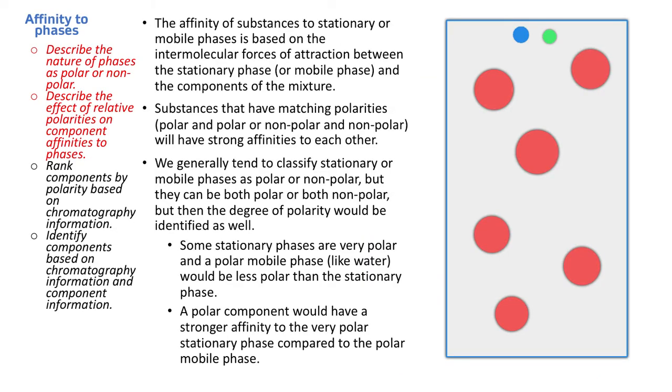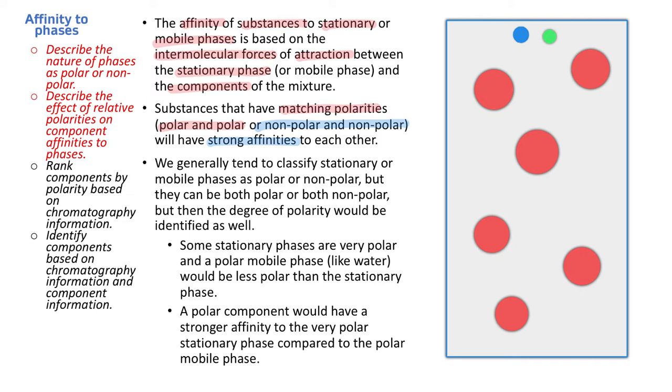The affinity of substances to stationary or mobile phases is based on the intermolecular forces of attraction between the stationary phase and the components of mixtures. So we go all the way back to intermolecular forces that we've been learning about, right? Whether they will have dispersion forces, which all things have, or dipole-dipole, or hydrogen bonding. You need to know all of that reasonably well. But the idea is that if they have matching polarities, polar and polar, or non-polar and non-polar, they will have strong affinities to each other.